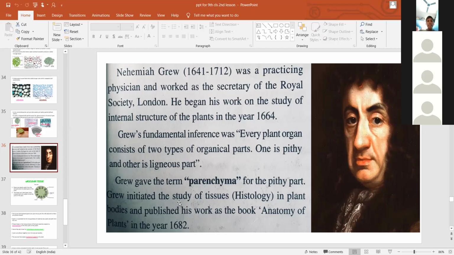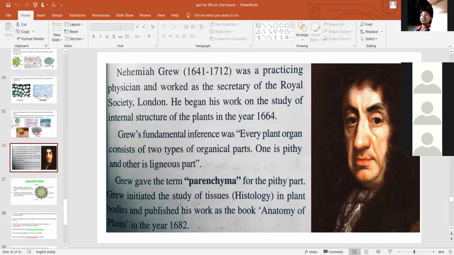He worked on the internal structure of plants and concluded that every plant organ consists of two types of organic plant parts. That is, number one is the pithy part and number two is the ligneous part.